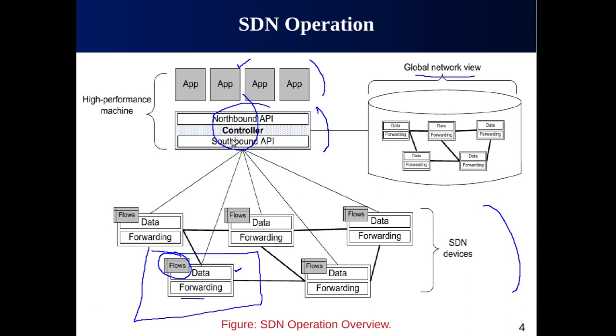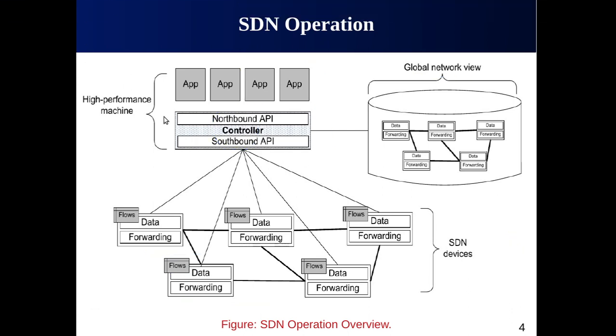And in this way, by using the reactive flow, it is now possible to write software applications which implement forwarding, routing, multi-path propagation, and access control functions, among others. So this was the basic operation of the SDN.